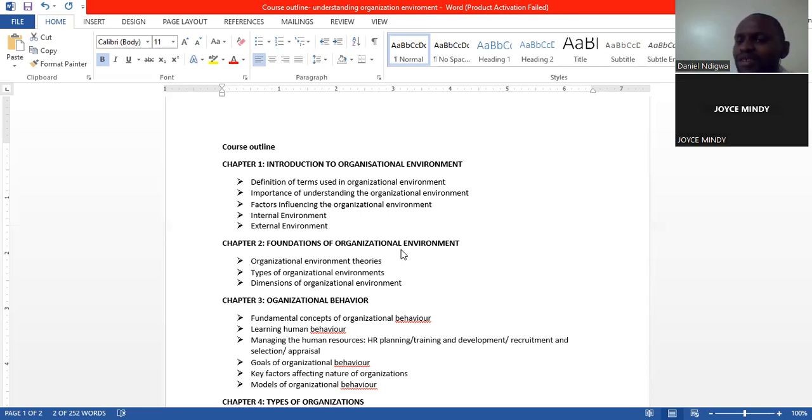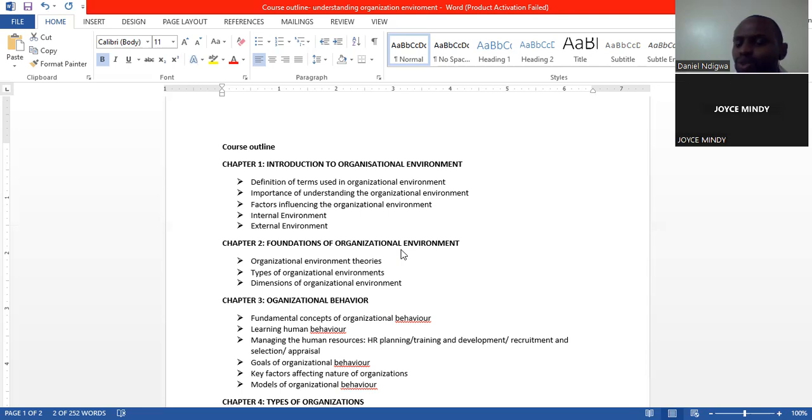Here, we will be able to understand some of the various terms that are used in the environment. Then we shall also be able to understand the importance of understanding this environment. Why do we need to understand the business environment? Because it is very important to have a department that has the sole responsibility of analyzing the environment so that they can give advice to the management on the best place to start or run an existing business.